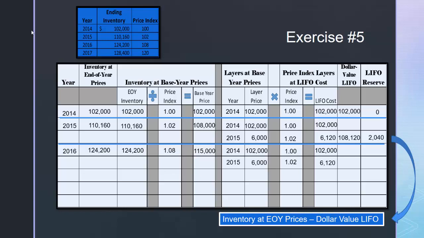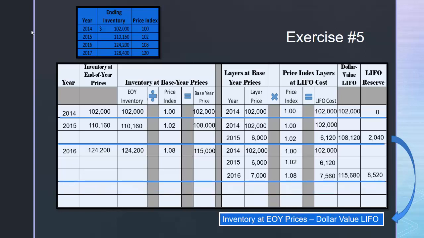And then we're going to have to make a new layer for the current year because our base year price inventory increased. So in 2016, the increase from the prior year was $7,000. We multiply that by 1.08. $7,560 would have been the LIFO cost of our inventory for that excess that we picked up in 2016. And if we total that up, that's $115,680 worth of inventory. So our LIFO reserve would be the $124,200 that we have in ending inventory, minus our dollar value LIFO amount of $115,680.